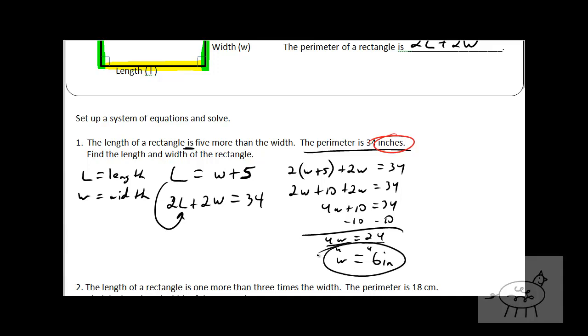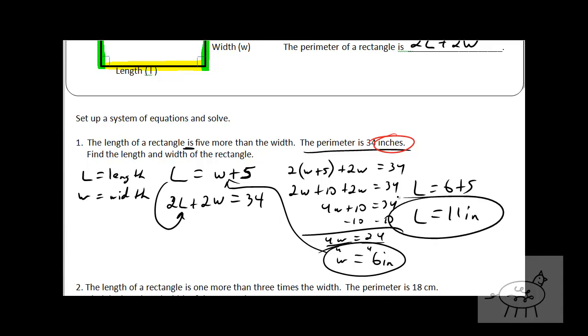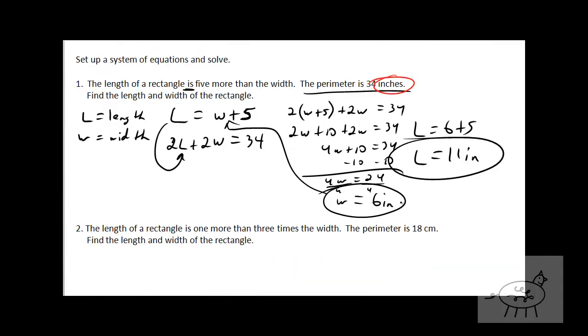And then in order to find the length, of course, I just plug that into the other equation. So L is equal to 6 plus 5. So L is equal to 11 inches. And there's your length and your width. Okay, not bad. Let's do number 2 here.